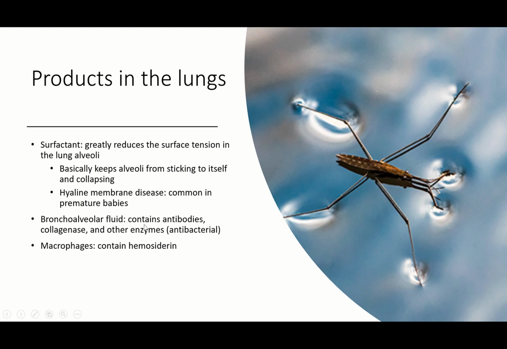Bronchoalveolar fluid contains antibodies, collagenase, and other enzymes, right? And all of those things are just antibacterial, okay? They help to prevent you from getting infections in your lungs, pneumonia, in the bronchoalveolar fluid. And then you also have macrophages, and they produce this thing called hemosiderin. Basically what that does is help your lung heal itself. If you ever have any hemorrhage or anything like that, they can produce that, and it helps it kind of heal in on itself.